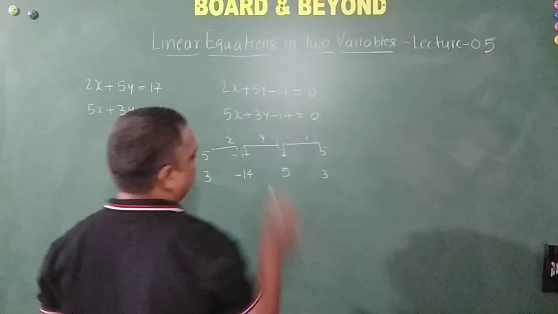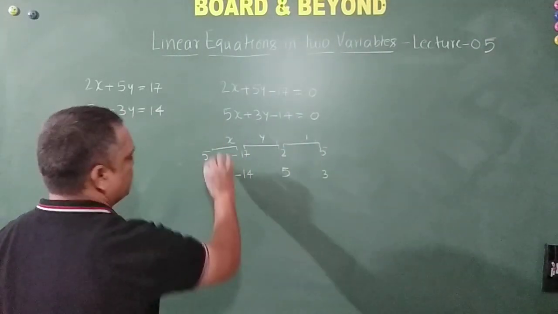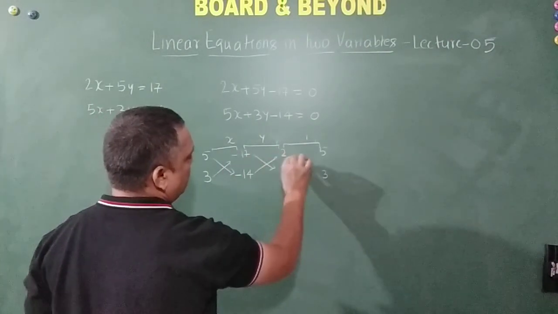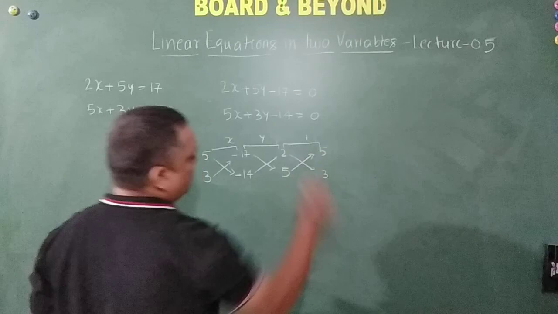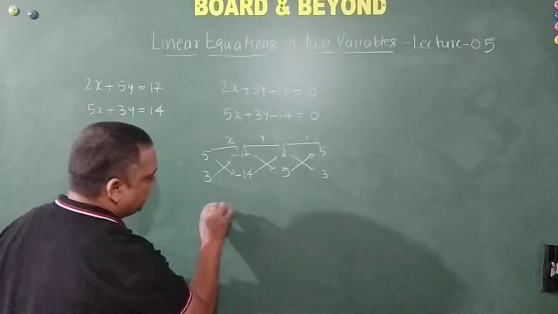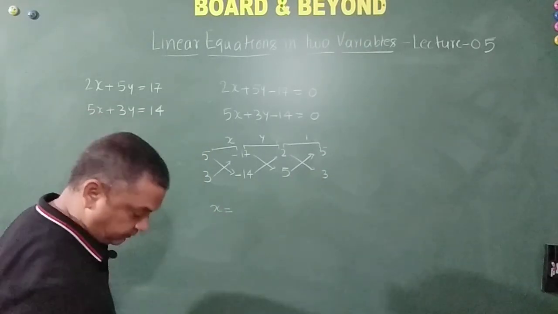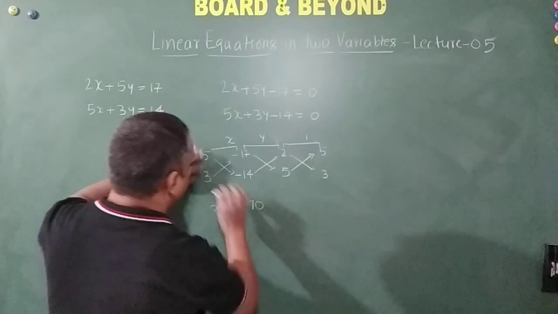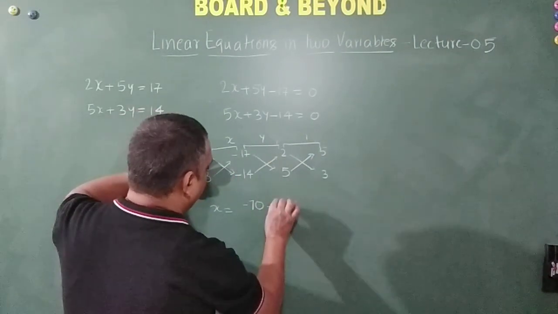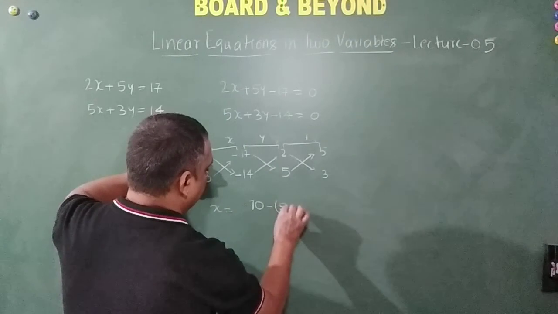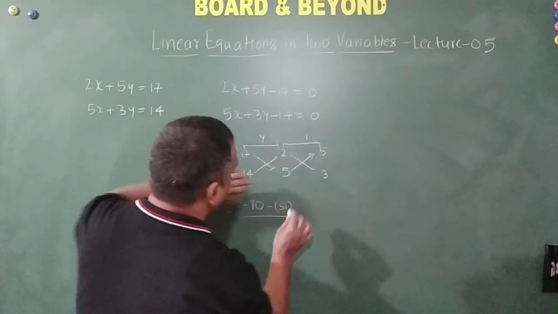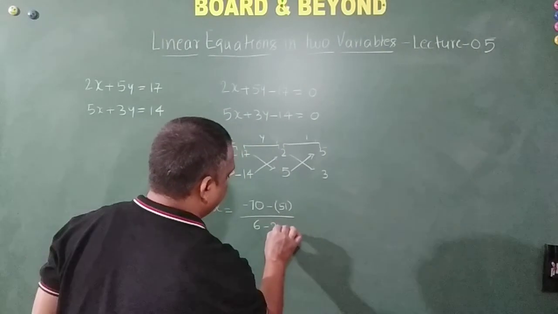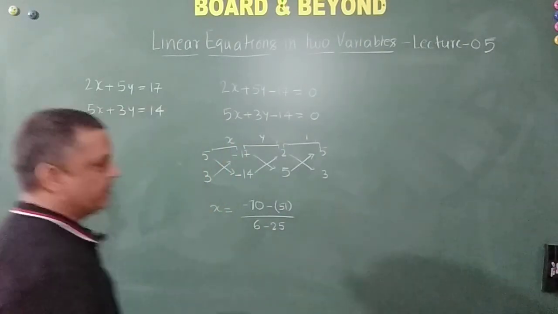I'll shift y here. Okay, right, friends? So x will be given by this into this, that is minus 70, minus this into this, minus 51, divide by this into this, that is 6, minus 25. You are getting my point?